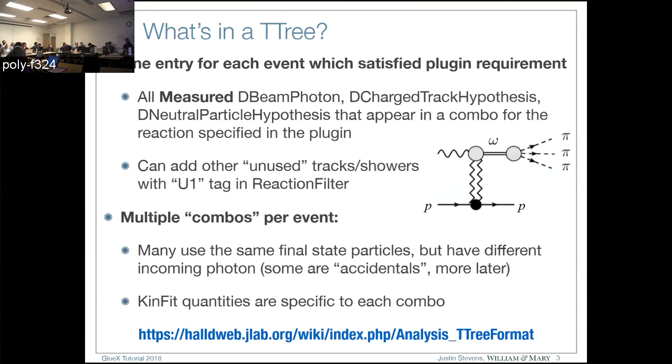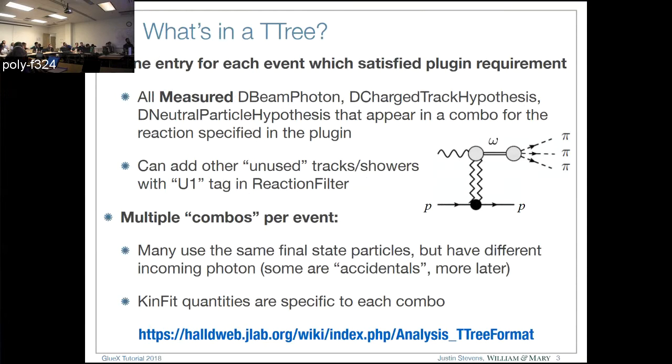Then we have the combos or combinations per event. And so these are for every event, if you had more than 3 charged particles, you can have more than one combination in one event. So if there were 5 charged particles, you could pair the pions in different ways and put it with a recoil proton, and you get lots of different possibilities for this final state.